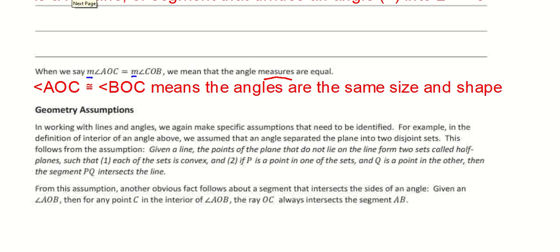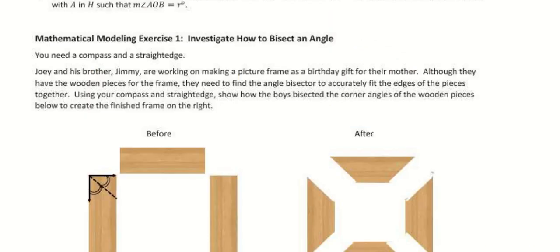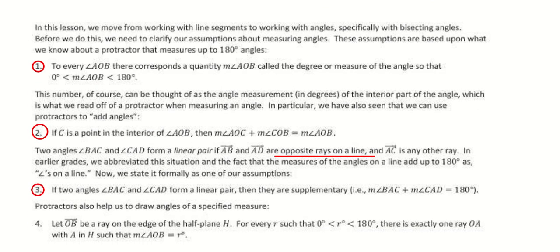All right. We're going to go to the next page, and we're going to talk about a few things here. So on page 13, I just want to break down some of this wordiness. In this lesson, we move from working with line segments to working with angles. And specifically, we're going to talk about bisecting and copying angles today, all right?